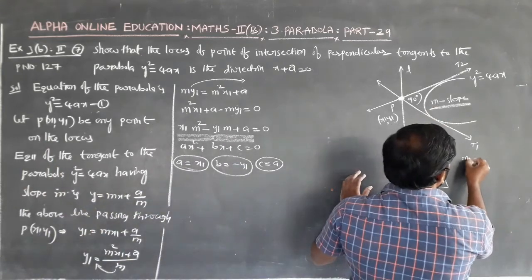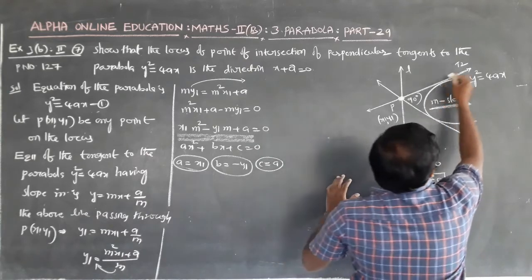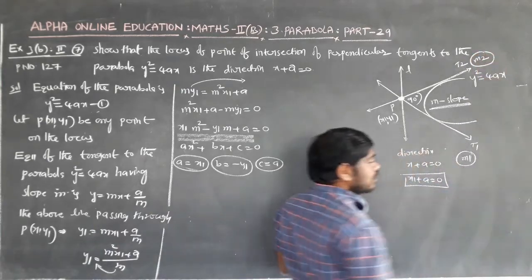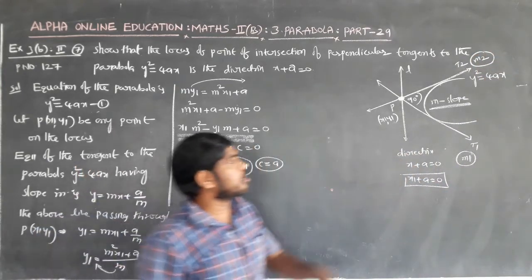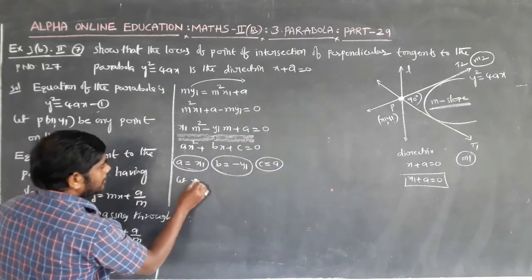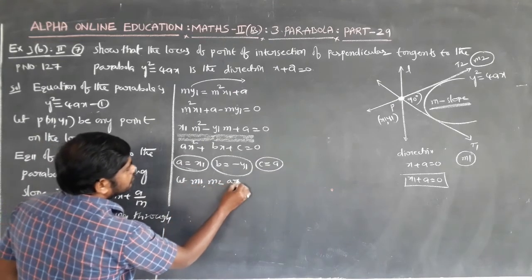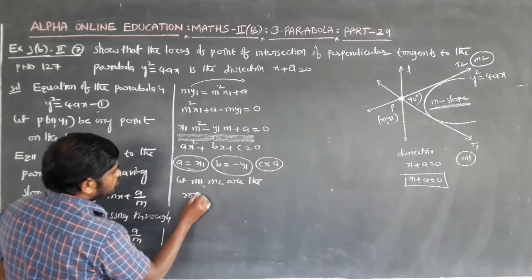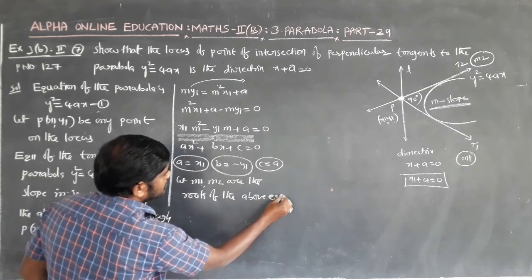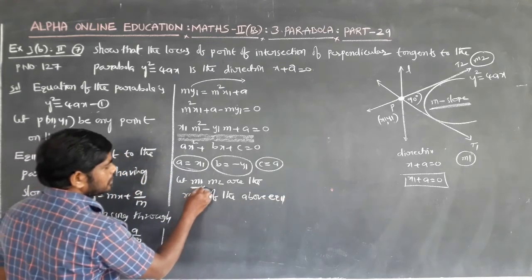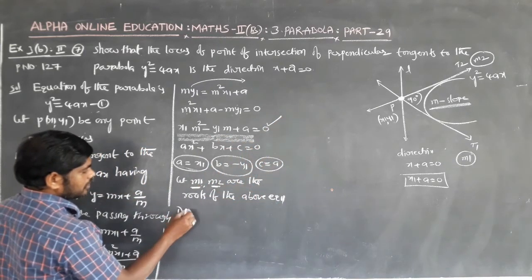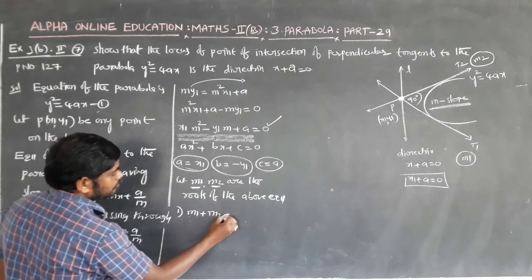Let m1 be the slope of the first tangent, m2 the slope of the second tangent. Here m1, m2 are the slopes of the two tangents. So here m1, m2 are the roots of the above equation. First one, number 1, find the sum of the roots.